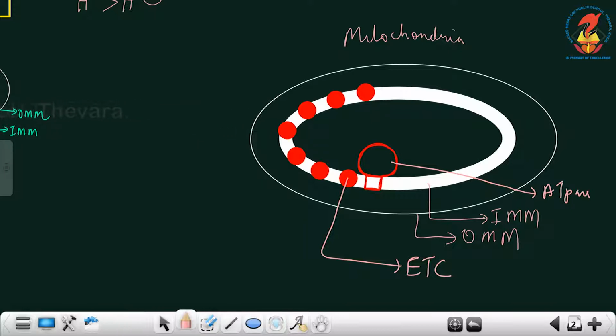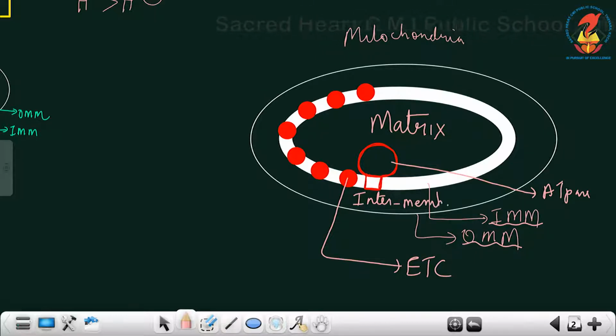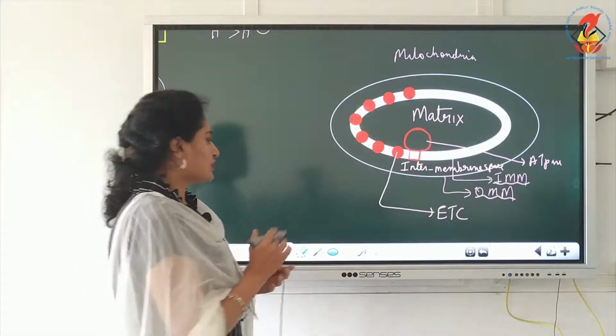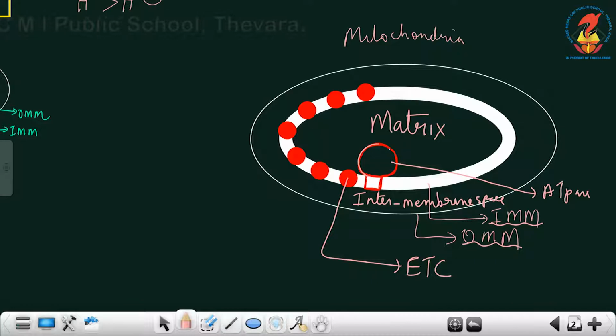And definitely the two regions where the proton gradient is going to be shown. Which are the two regions? The center is the matrix, and the space between the inner mitochondrial membrane and the outer mitochondrial membrane is called the intermembrane space. Now, I will give you a clue where the protons should be accumulated more. The clue is in looking at the globular head.